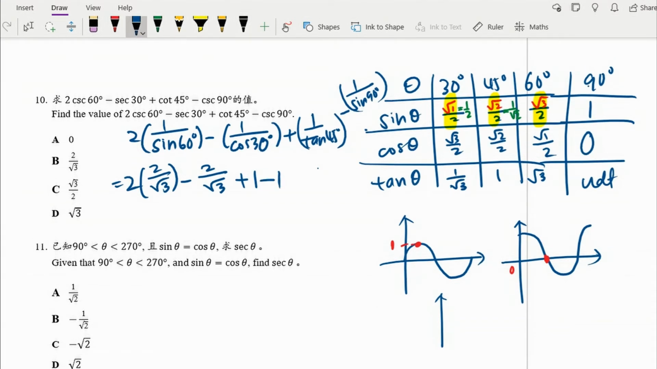Actually, you get nothing here. So you have 2 over root 3 minus 2 over root 3. These cancel each other out. So the answer should be 2 over root 3, which is B. Am I right? Yeah.